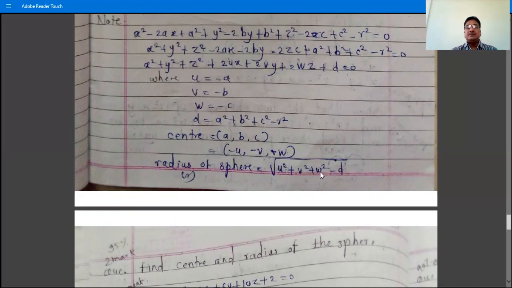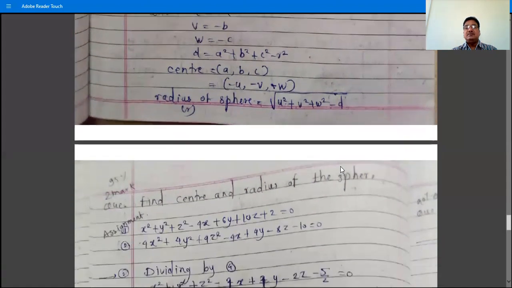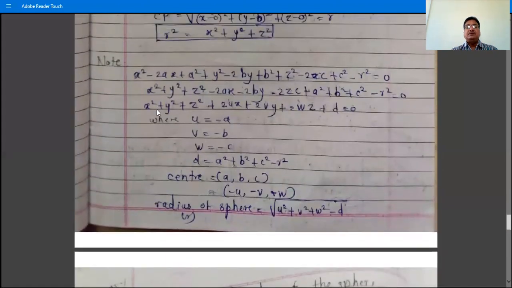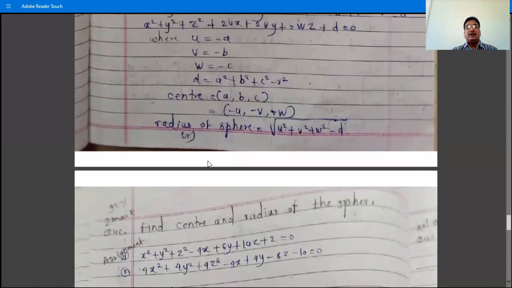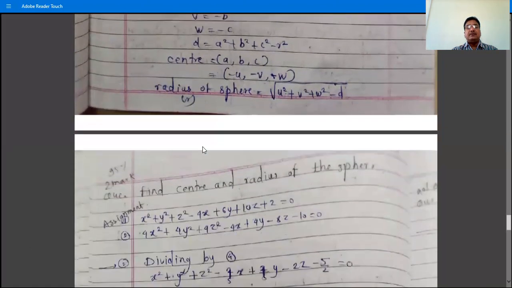Root of u square plus v square plus w square minus d. And here, if you observe, the coefficients of x square, y square, and z square are all 1. So in the general equation of a sphere, the coefficients of x square, y square and z square are all equal to 1.